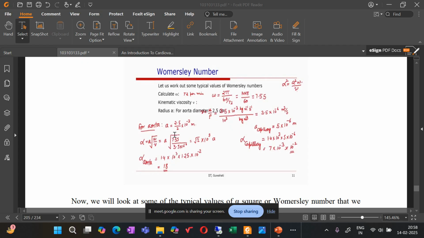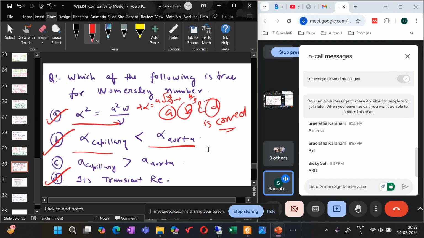So typically for the aorta, you calculated this Womersley number, which is the transient Reynolds number, to be 18. And in the case of the capillary, you got 7 into 10 to the power minus 5. It's like 10 to the power minus 2, which is 0.01, which is very small, right? So it's tens of hundreds of thousands of orders smaller than the aorta one. So if you see this, alpha capillary is less than this. So that's why that is correct, and the rest you only solve it, right? So this is the problem.